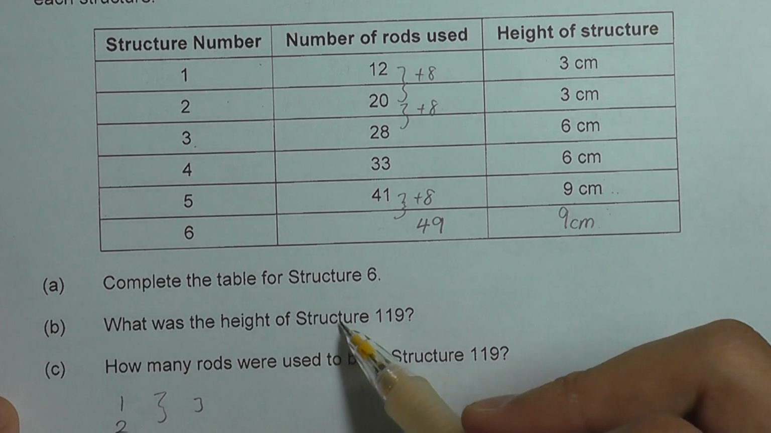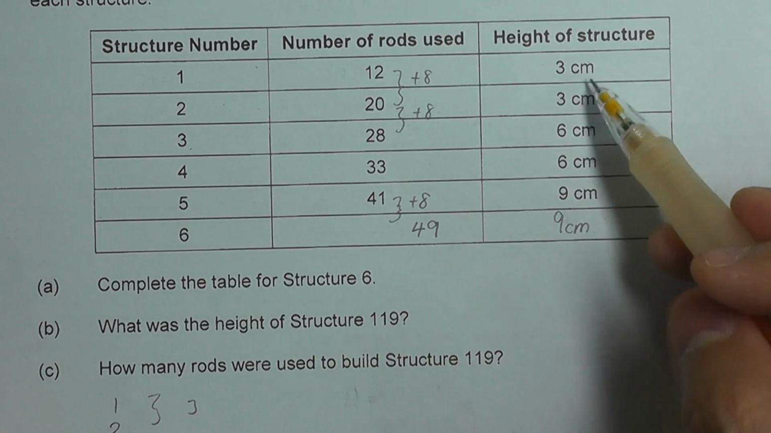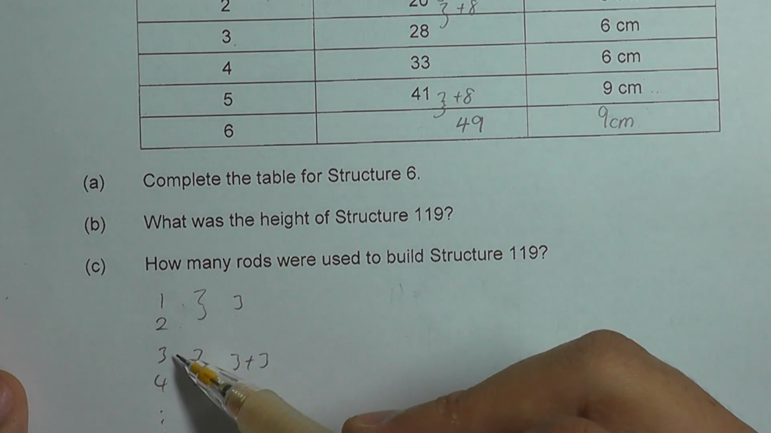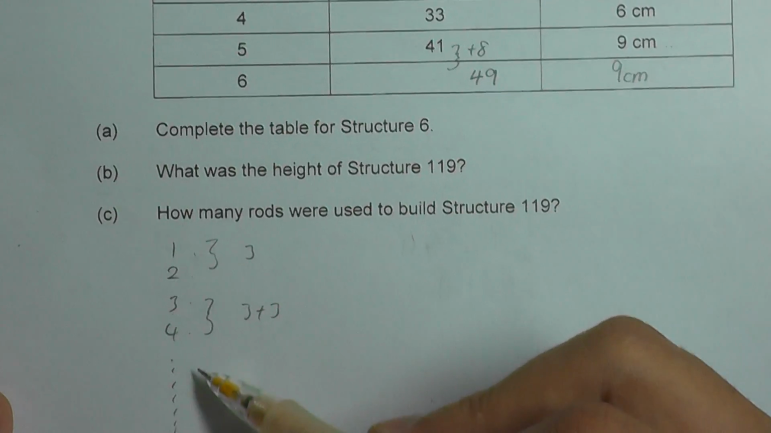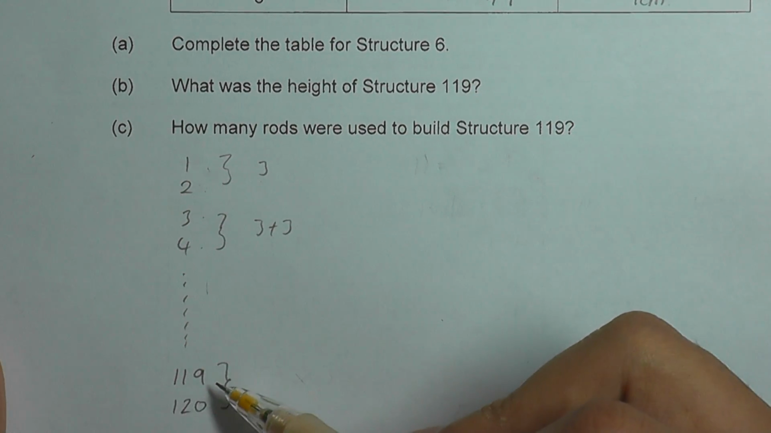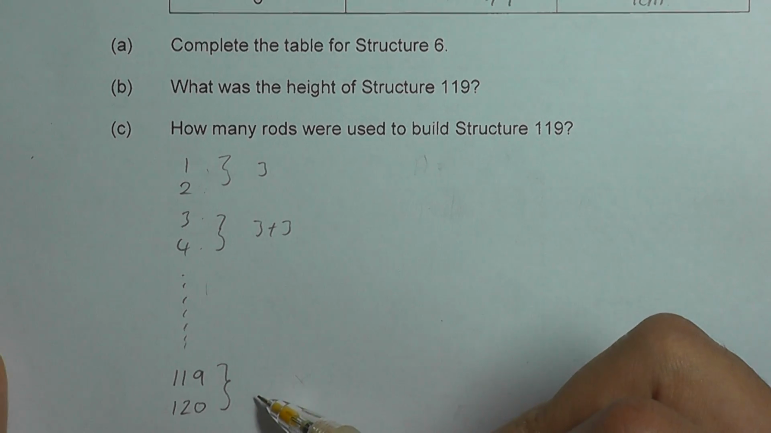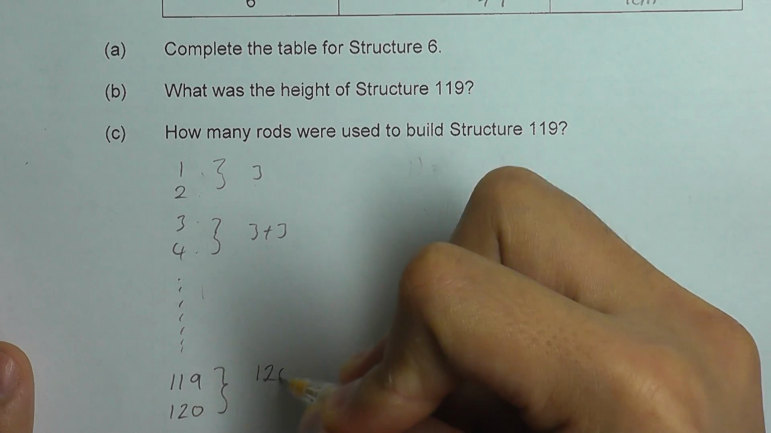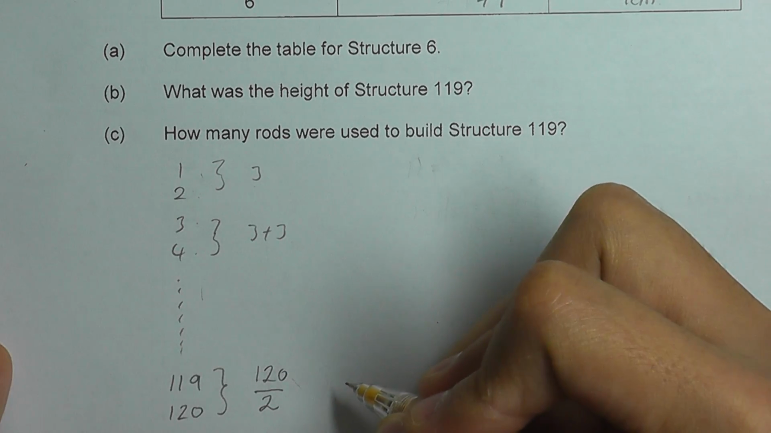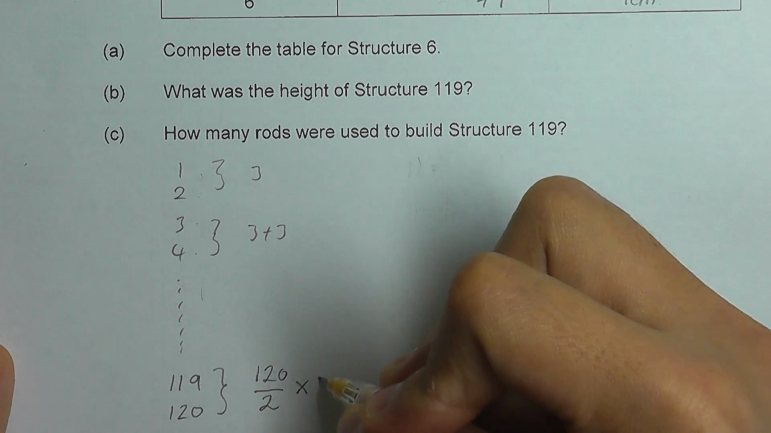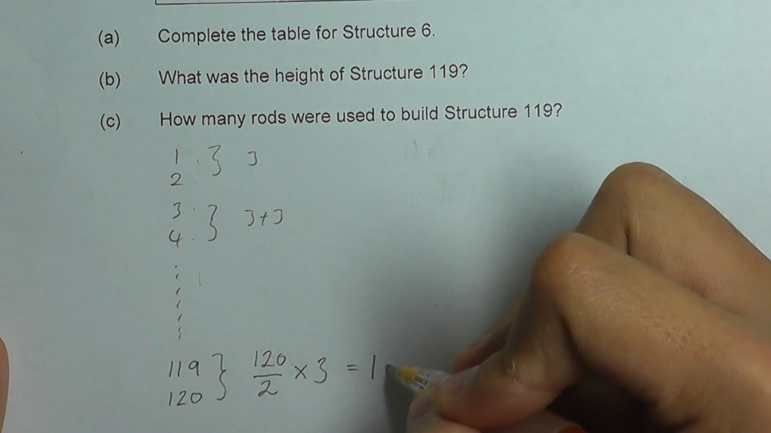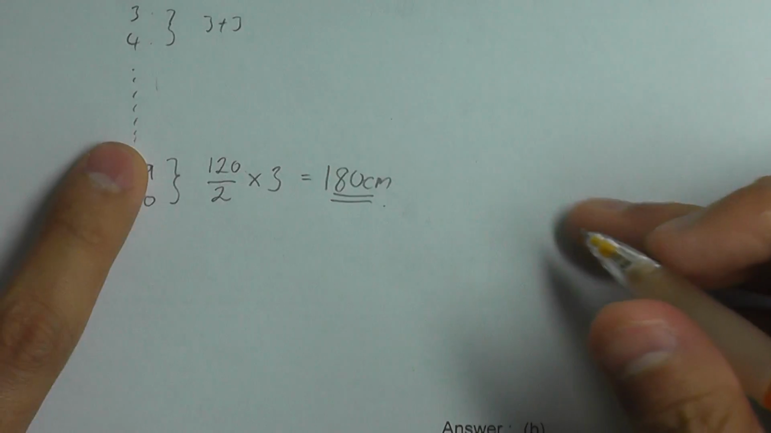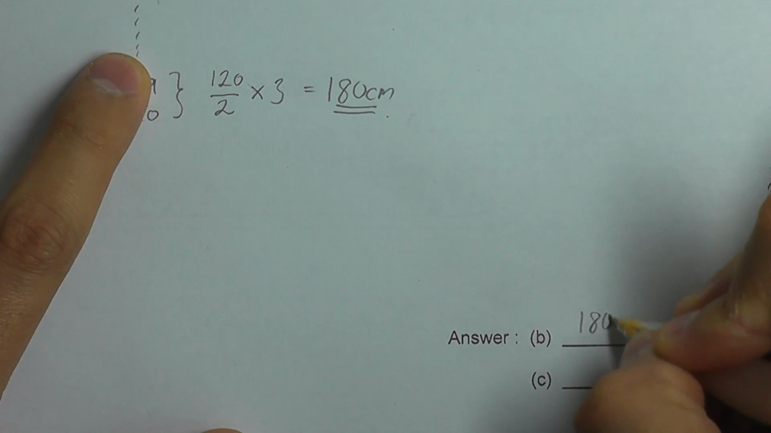What is the height for structure 119? So for the height, as we have discussed, the first two is 3. The second pair plus 3. Third pair plus 3. So until we have 119 and 120, they should have the same. So there will be altogether 120 divided by 2 increments. And each time you increase by 3, so you times 3 and you get the answer as 180 cm for structure 119. So for answer B, 180 cm.